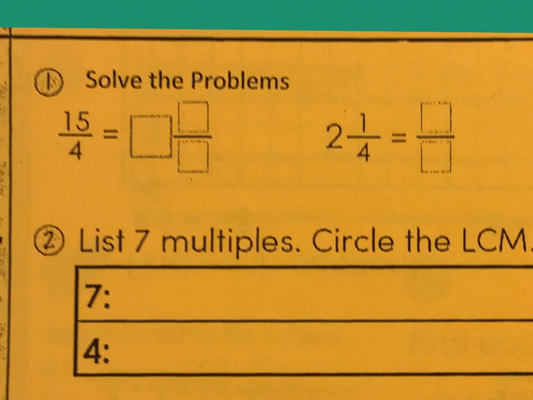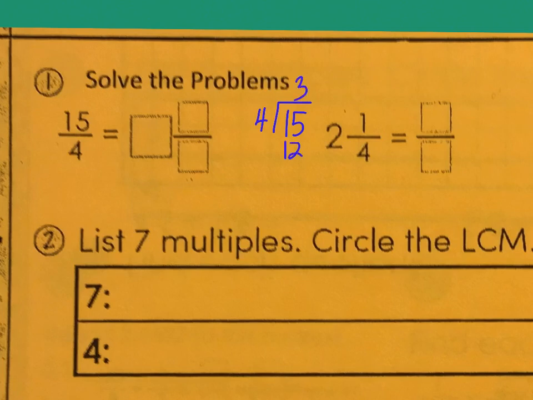So on this first one, I just want to remind you again that whenever you see this fraction bar, it's just saying divide. Okay, it's just another way of saying divide. So we are really taking 15 and dividing by 4. Okay, so 4 goes into 15 3 times.